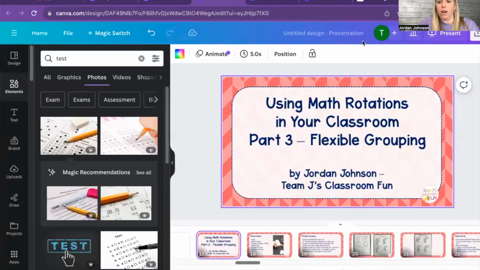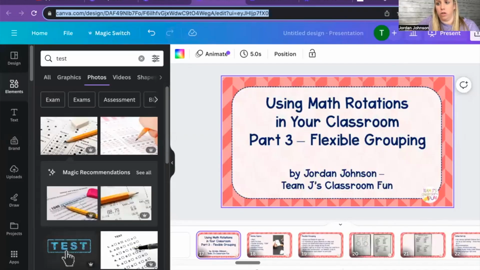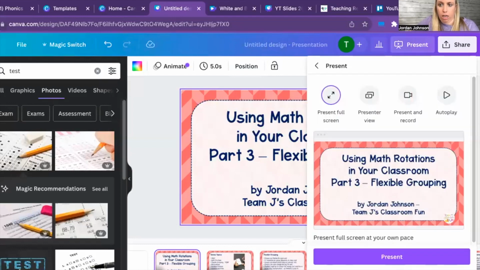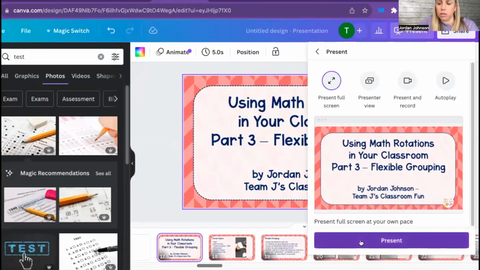So last time in my series, I talked about the why. I also then had one on math pretest. So if you missed those, be sure to go back. Today, we're going to be moving on and talking about what to do with those math pretests and how to group your students. So let's go ahead and share this.